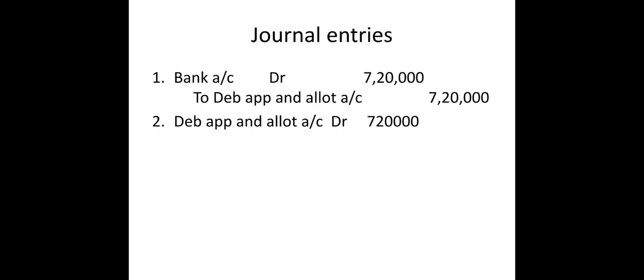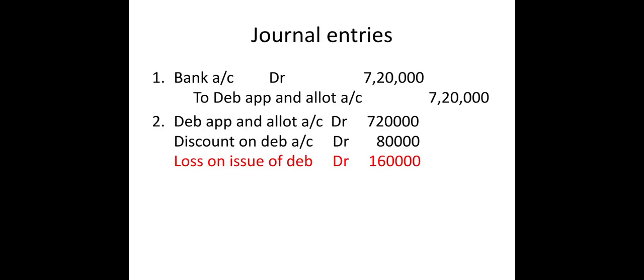First of all, we will debit debenture application and allotment account, as discussed earlier, with the same amount. So debenture application and allotment account debit 7,20,000. Then there is a discount of 80,000, students. So debenture discount or discount on debentures account debit 80,000. Now, student, it's time to debit loss. We are also suffering a loss of 1,60,000. So loss on issue of debenture account is debited with 1,60,000.